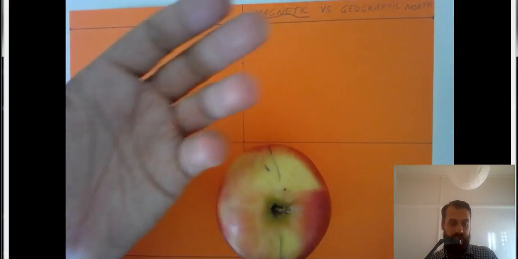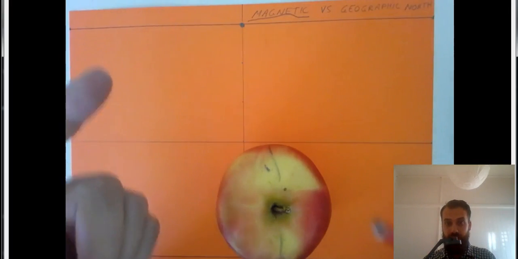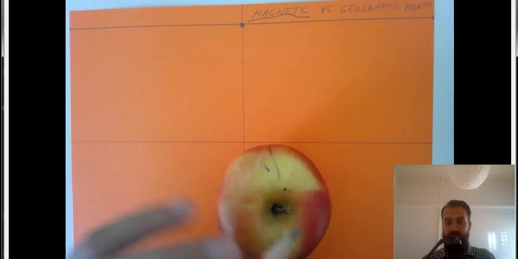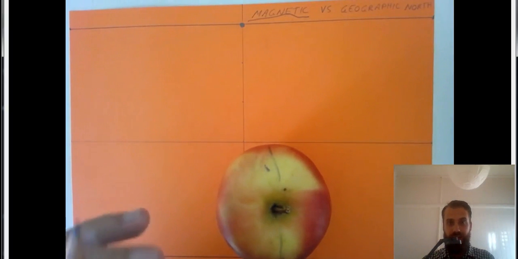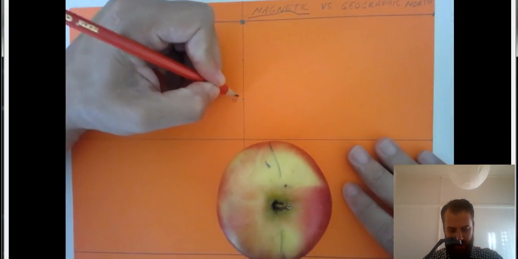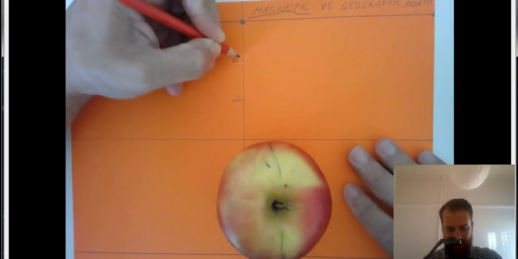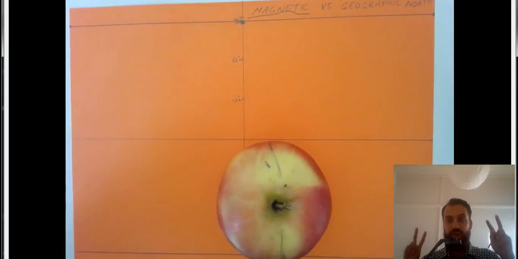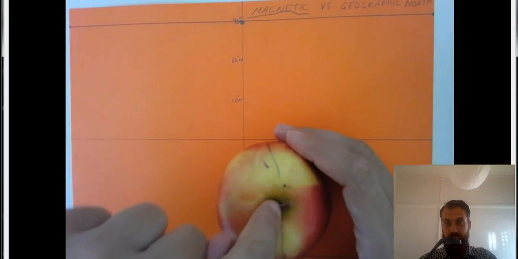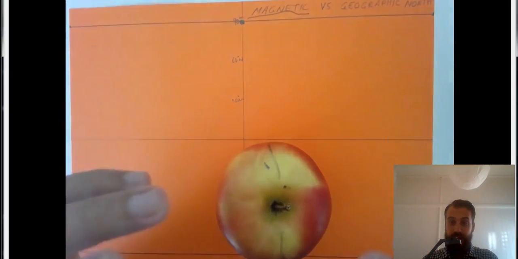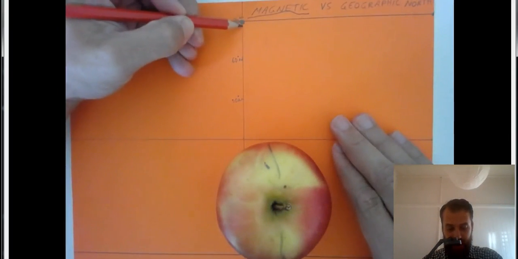What I mean by that is that if you're holding a compass and it's pointing to north, it's not pointing to this spot here. It's actually pointing to a slightly different spot. So if this is 30 degrees north and this is 60 degrees north, this is 90 degrees north, and that's where our geographic North Pole is. That's our stalk. Magnetic north is slightly down from that.